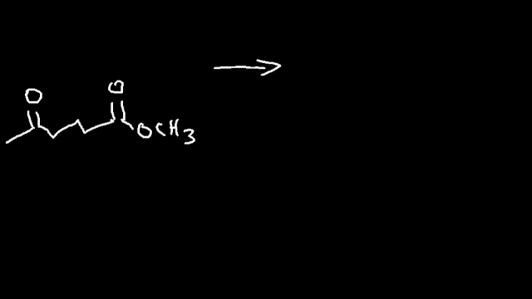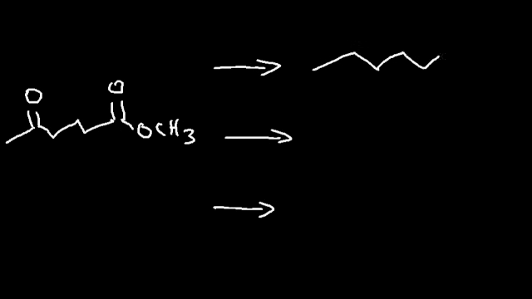Actually, before we end this video, there's one more topic that I would like to cover. So let's say we have a molecule that looks like this. It has a ketone and an ester functional group. From this molecule, how can we produce the following three compounds?